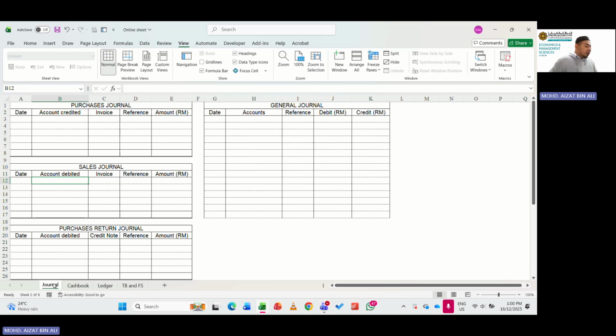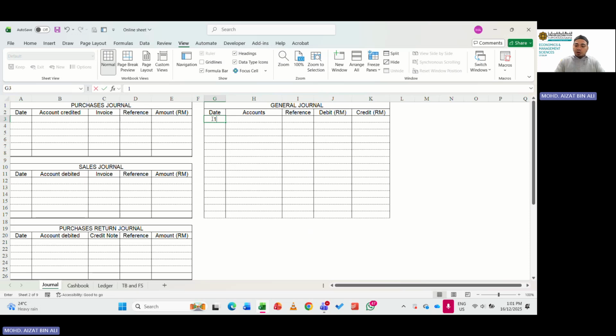June 1st, Kamal commenced business as a furniture dealer by contributing the following assets and liabilities. Memo number 1. We have here cash at bank, motor vehicle, and loan from Maybank. What we need to do here is record this in the book of prime entry. Firstly, we have to identify which journal this goes into. This is the opening balance of assets, liability, and equity, so this goes into the general journal. You have to remember this, the book of prime entry.